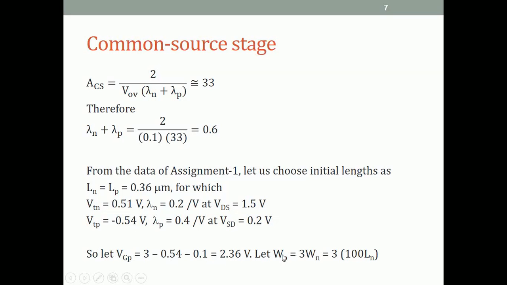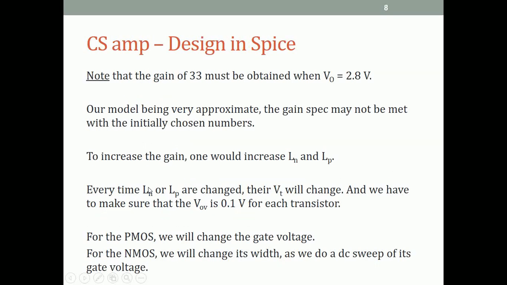And I am starting with the widths of WP equal to 3WN, that is just roughly based on the mu Cox ratios. And I am starting with a W of 100 ln. As we will see after a few slides, the W we choose is variable, and I'll say what I have to say later. But anyway, these are starting values. So we say VGP is 2.36 volts. The lengths are 0.36 and 0.36.